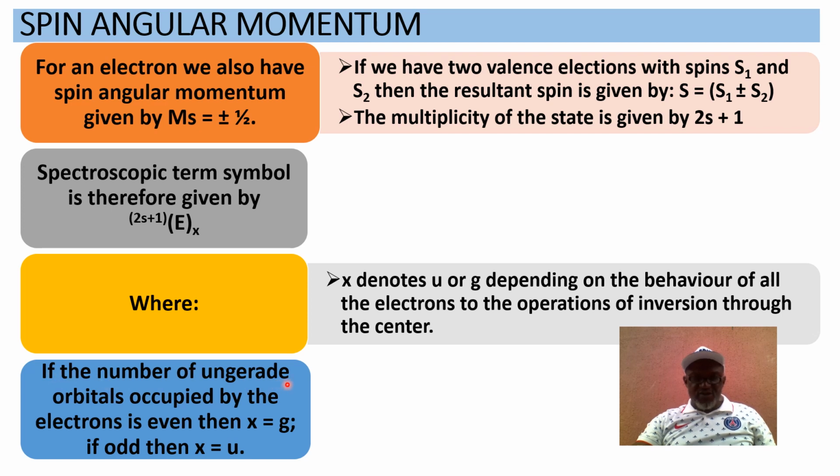If the number of ungerade orbitals occupied by the electrons is even, then x is equal to g. If it is odd, then x is equal to u.